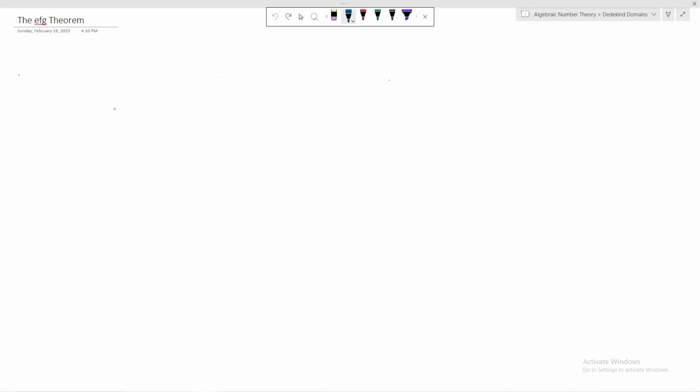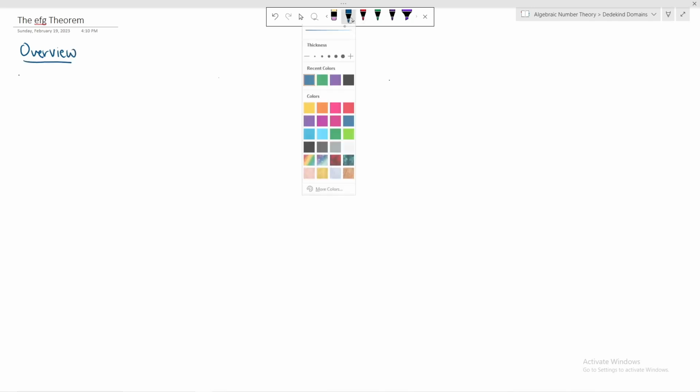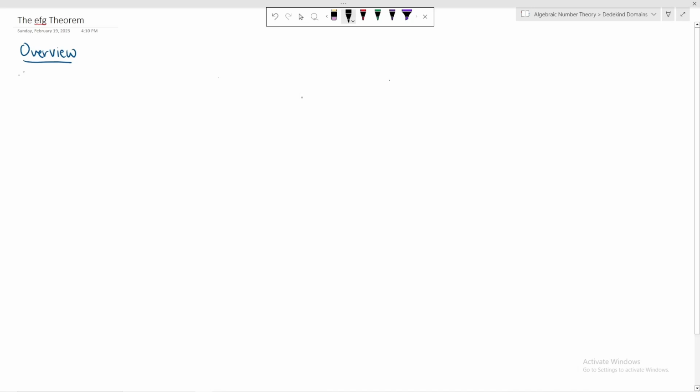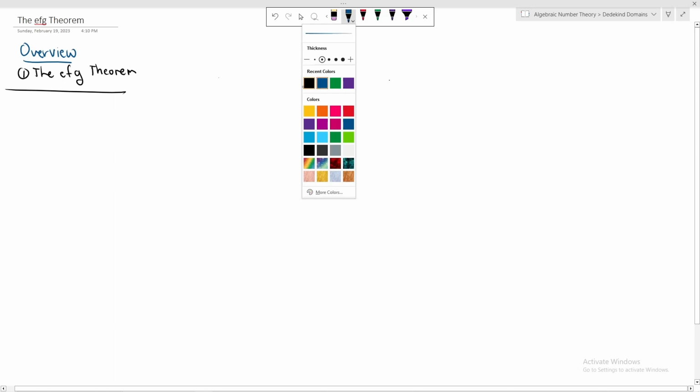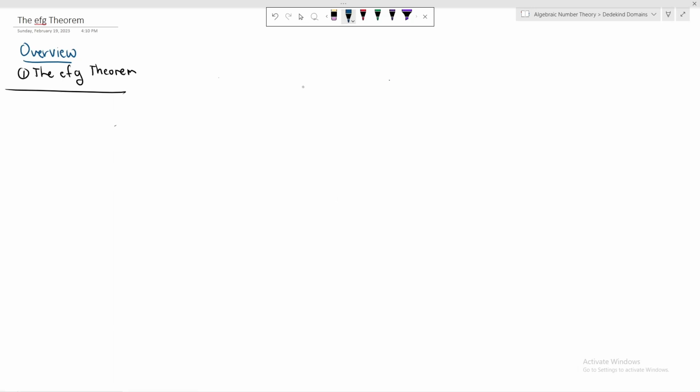I'm finally going to try to continue with this series and hopefully finish up what I started. Let's start by recalling where we were and what we were trying to prove. So today's lecture, we're really only going to focus on one thing, that's the EFG theorem. Okay, so let's start by recalling what this theorem even says.